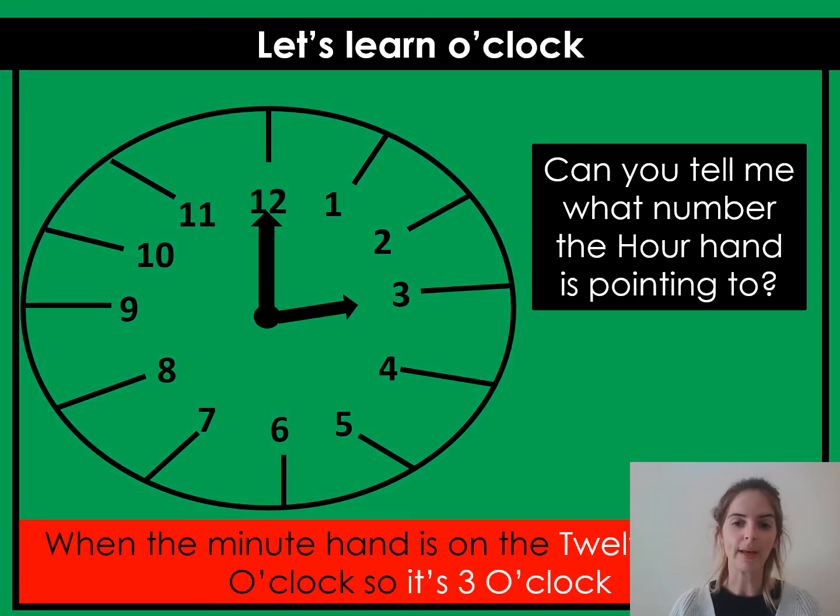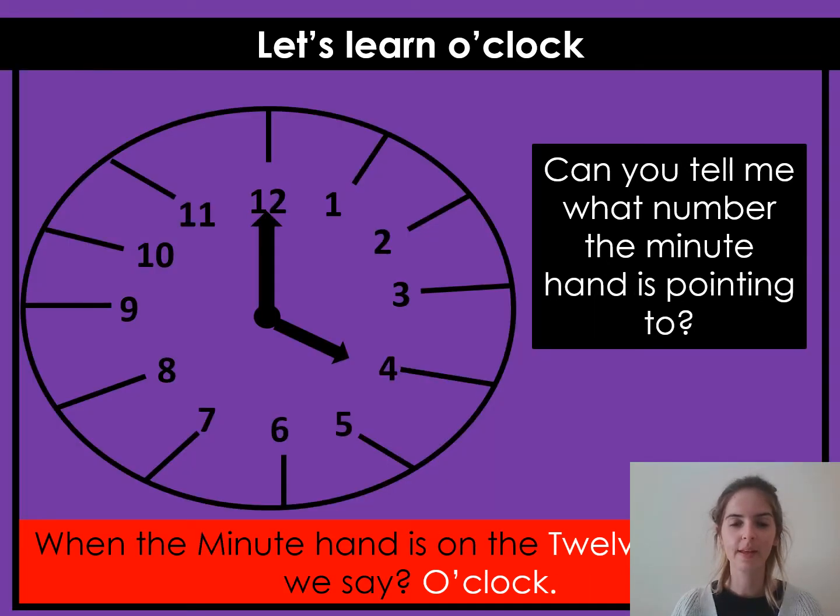Can you tell me what number the hour hand is pointing to? So here we are. I'm just going to circle it. The hour hand is our shortest hand and it is pointing to the 3. And when the minute hand is on the 12, we say o'clock. So right now the time is 3 o'clock. Okay, let's look at another one.